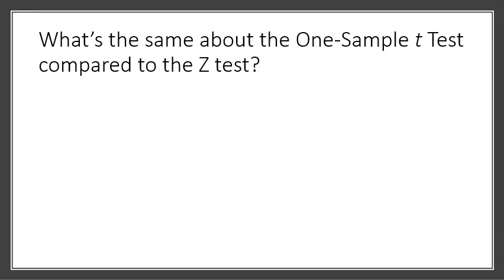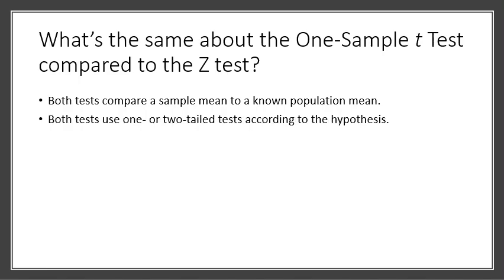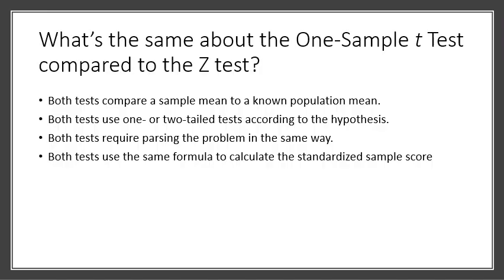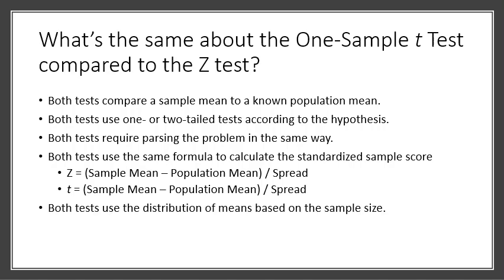So what's the same about the one sample t-test when compared to the z-test? Both tests compare a sample mean to a known population mean. Both use one or two tailed tests according to the hypothesis. Both tests require parsing the problem, and both tests use the same basic formula to calculate the standardized sample score, that is the t-score. Z: sample mean minus population mean divided by spread, and T: sample mean minus population mean divided by spread. Both tests use the distribution of means based on the sample size, and both tests look up cutoff points.